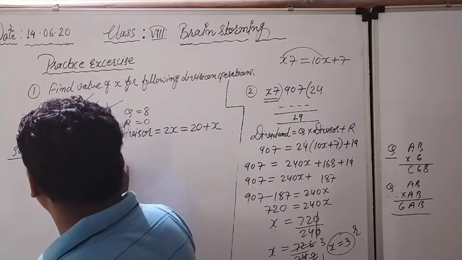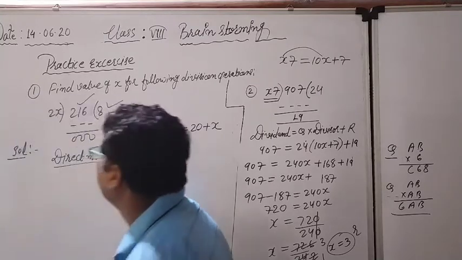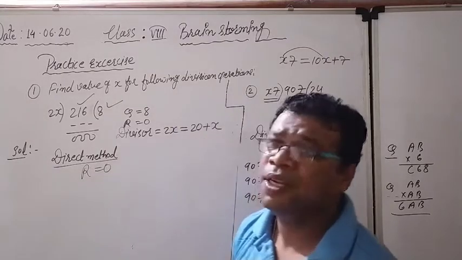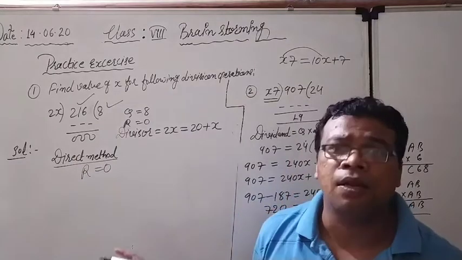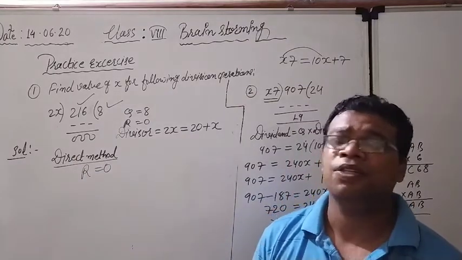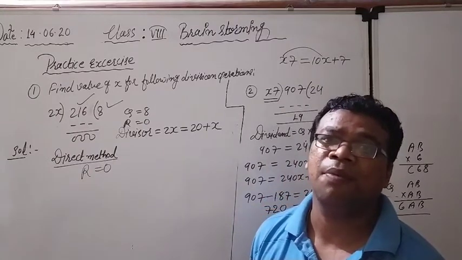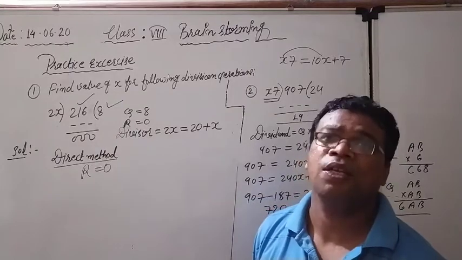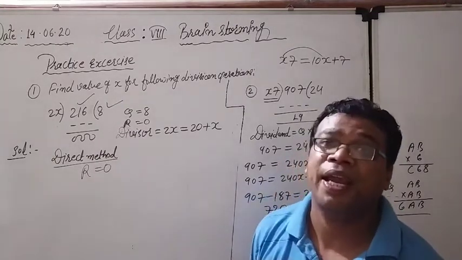In the direct method, what we have to think, just see, because the remainder is 0, meaning whatever the dividend is, 216, it is totally divisible by the divisor. And what is the answer right now? What is the quotient? The quotient is the answer actually. So the answer it is giving me is 8.